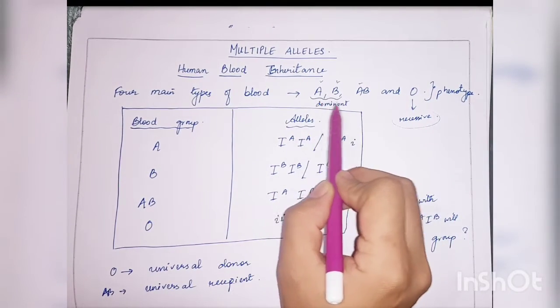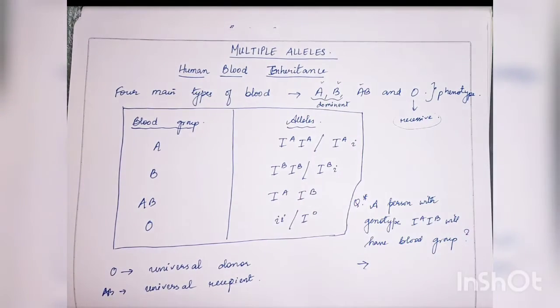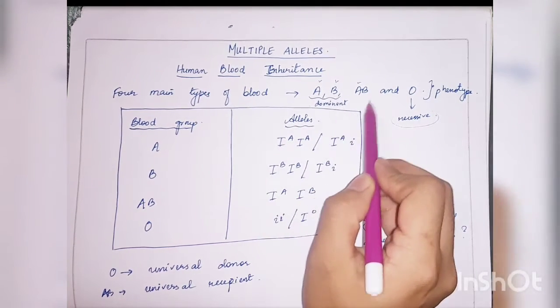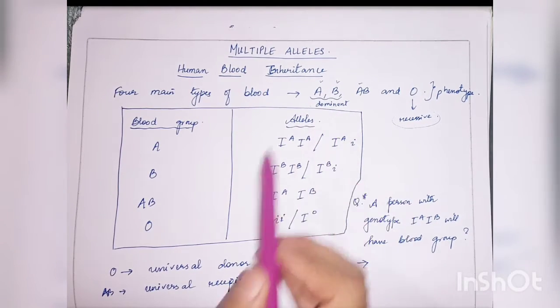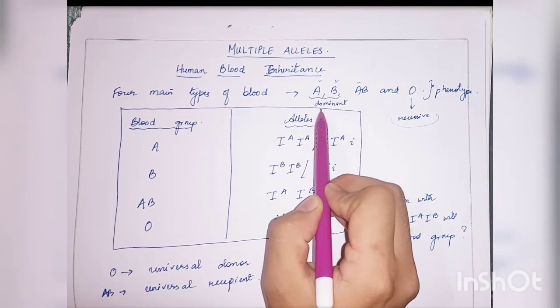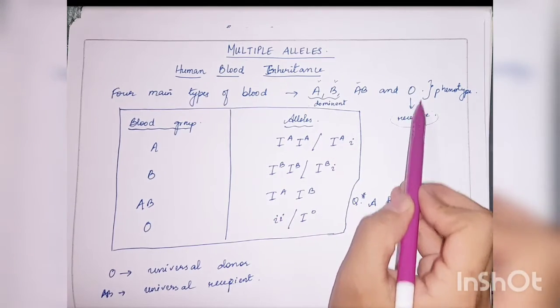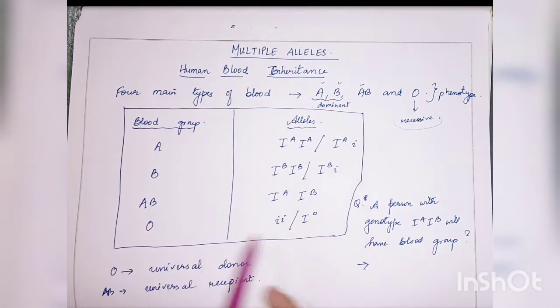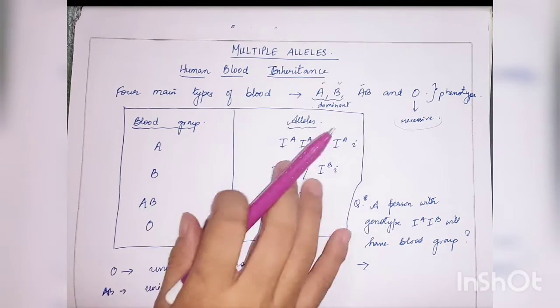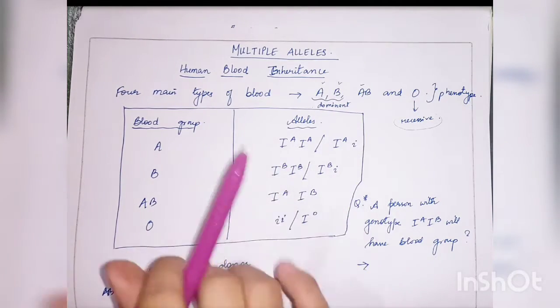Clear? So dominant, when in the monohybrid and dihybrid cross, we have learned that the dominant traits will take control over the recessive and they will show the dominant characters. So A and B are dominant in blood group and O is recessive, okay? So here there is a table. You'll have to memorize or you'll have to know this by any means.